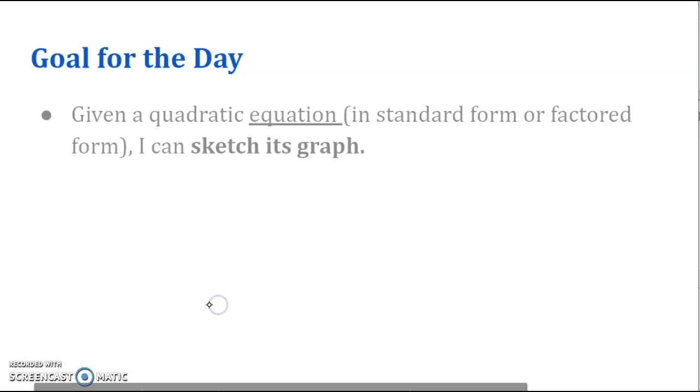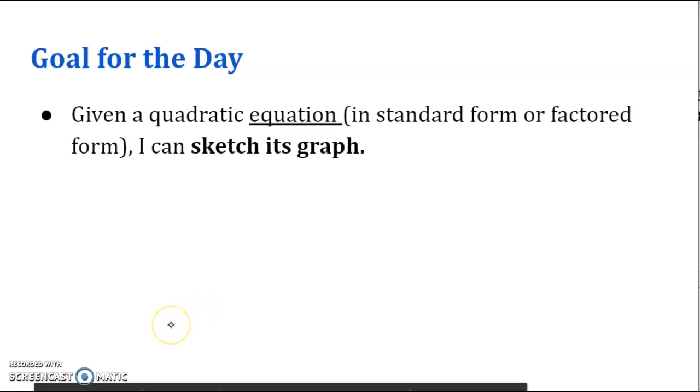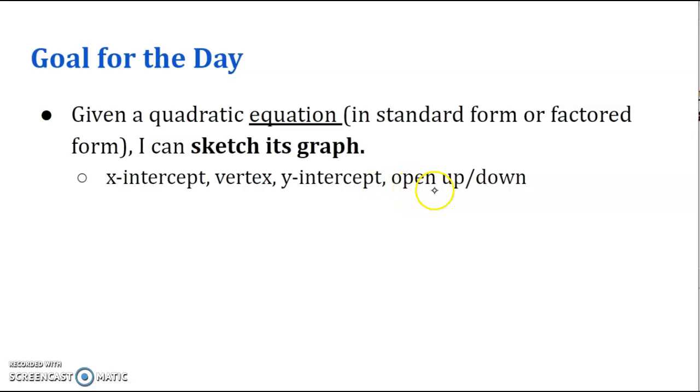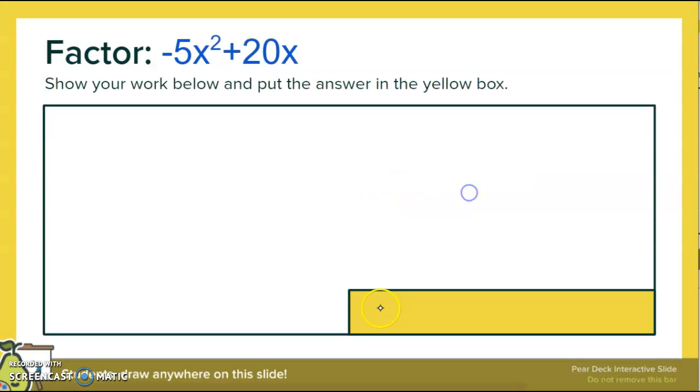What are we doing today? We're going to be looking at, given a quadratic equation, either in standard form or factored form, that you can sketch its graph. That's our final goal. And to do that, you're going to need your x-intercept, vertex, y-intercept, and to decide whether it's going to be opening up or down. Let's quickly review some factoring.